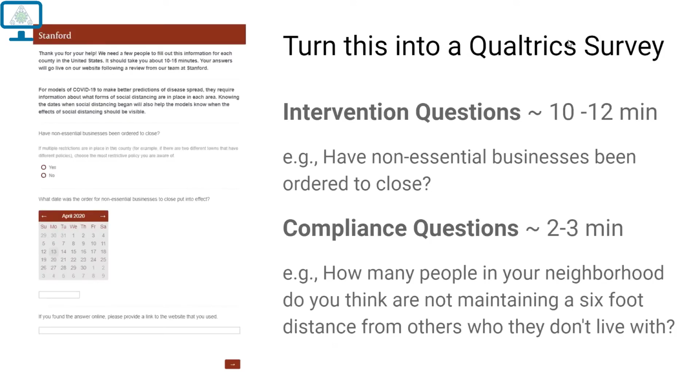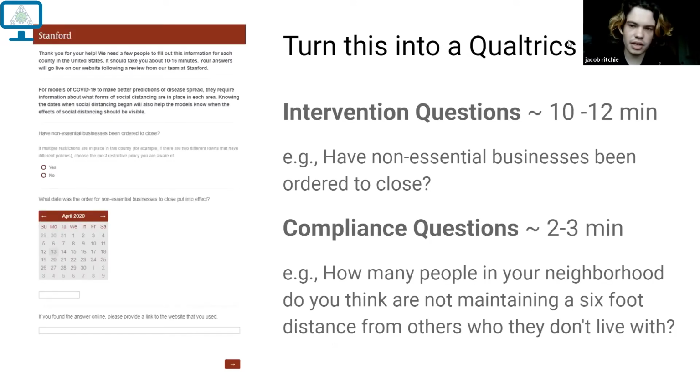We consulted with the team at UVA and created a survey that could be done in 15 to 20 minutes. And the idea initially was that we were going to distribute this to volunteers, and they would be able to provide information both on what policies were in place in their county specifically and how well they and people they had seen were complying with these policies.